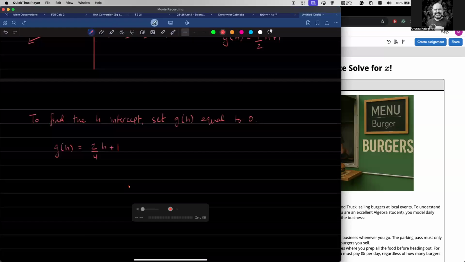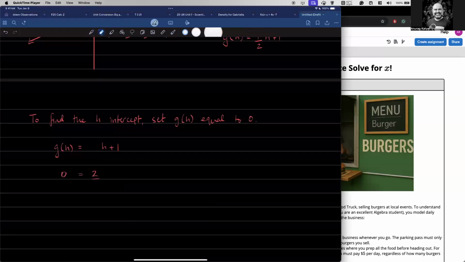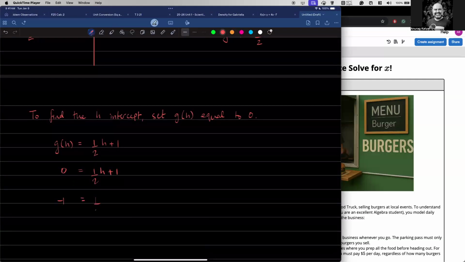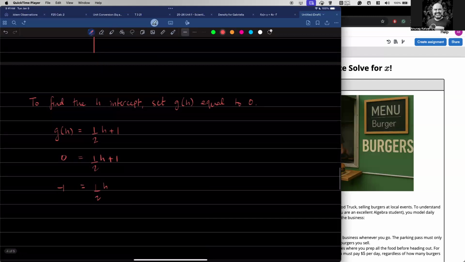So 0 equals, oh, I'm sorry, 1/2. How would we solve this equation? We plugged in 0 for the quote-unquote y. Subtract 1. So -1 equals 1/2 h. It's already being divided by 2. Multiply by 2. So -2 equals 1h, which is just h, right?